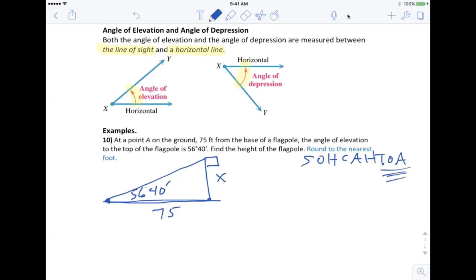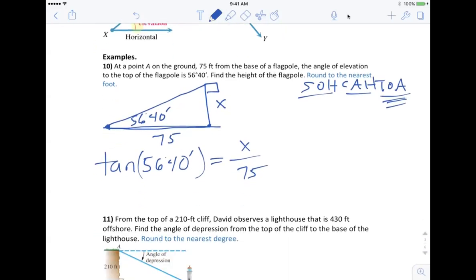Opposite and adjacent are together in the tangent. Notice both sine and cosine have hypotenuse, and we don't know the hypotenuse, nor do we care what the hypotenuse is. So we're going to use tangent. So the setup here is tangent of the angle is opposite over adjacent. Okay. And then I'm just going to solve for that. So X is going to be 75. Multiply both sides by 75, just algebraically. And I'm going to calculate that out. All right. And then it said round to the nearest foot.